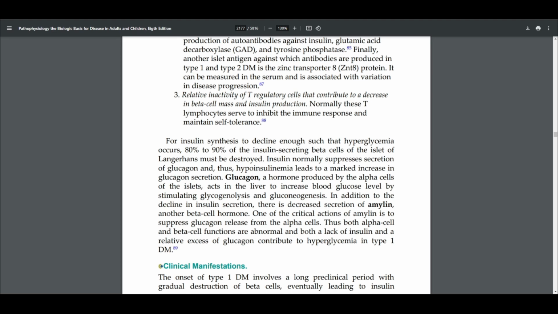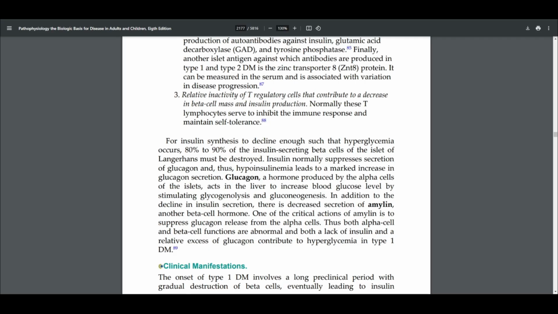Insulin normally suppresses secretion of glucagon, and thus hypoinsulinemia leads to a marked increase in glucagon secretion. Glucagon, a hormone produced by the alpha cells of the islets, acts in the liver to increase blood glucose levels by stimulating glycogenolysis and gluconeogenesis.